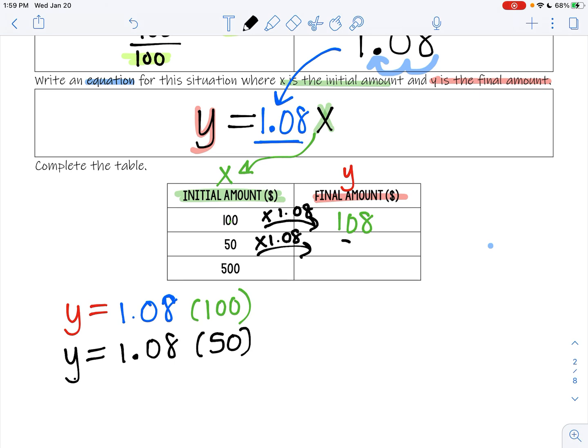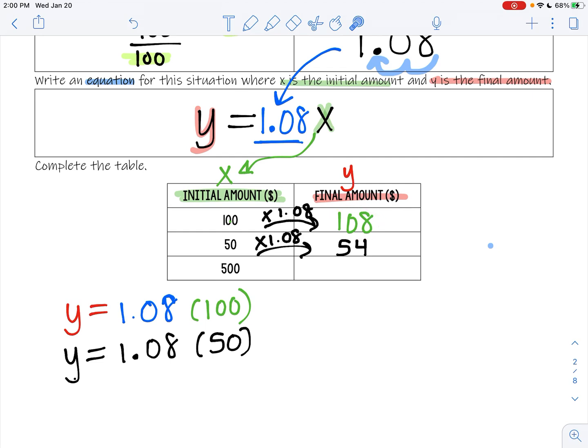When I do this, I get 54. So this means if I start with $50 in my account, after the year I gain 8%. There's an 8% increase, so then I would have $54 left. If I start with $100 in my account and there's an 8% increase, which means I have 108% of my original amount, I would have $108.